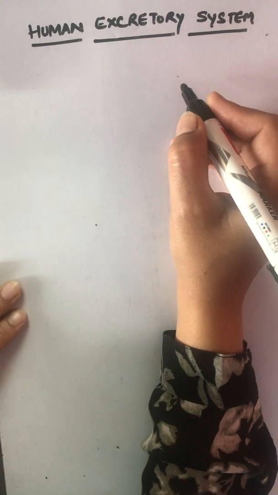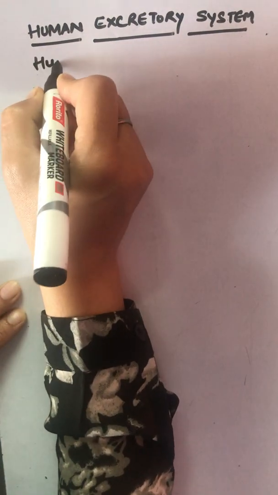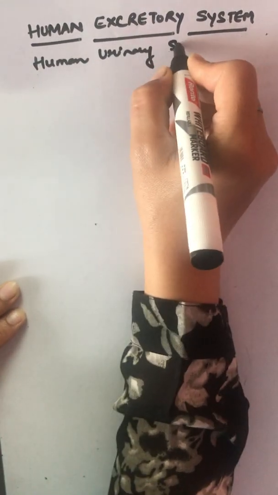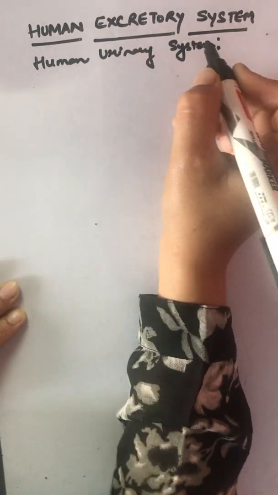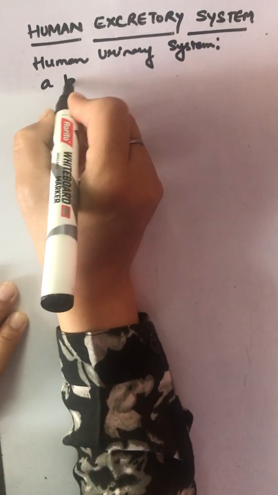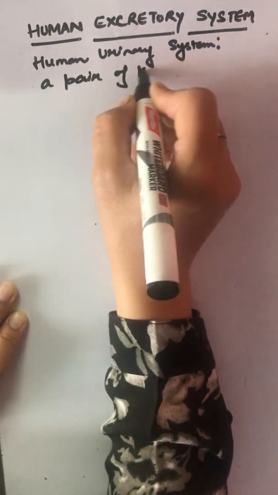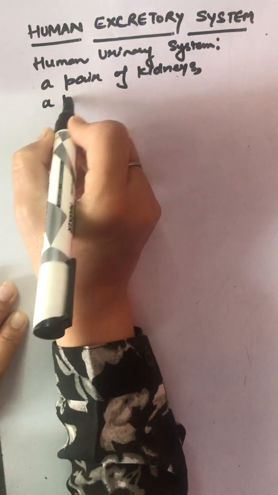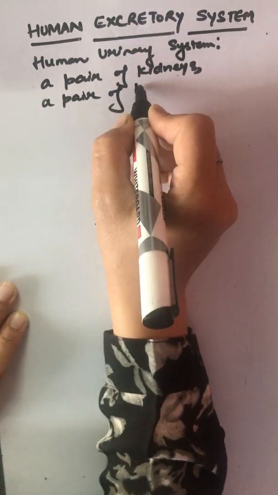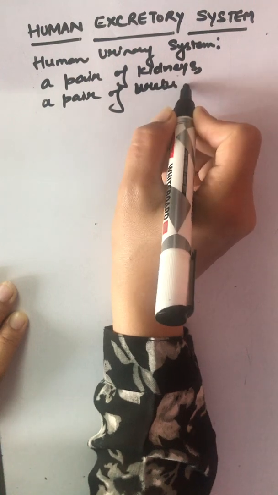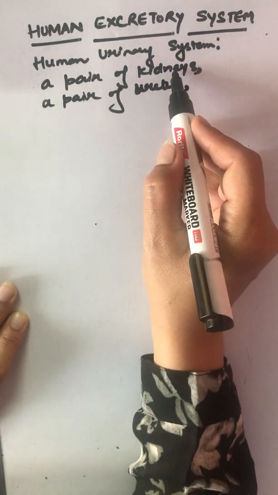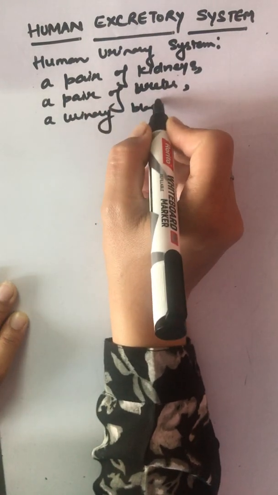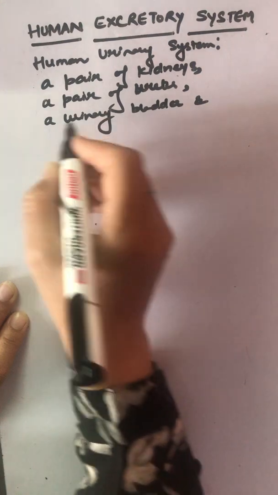Topic: human excretory system. Now, the human urinary system is composed of a pair of kidneys, which are bean shaped, a pair of ureters, each arising from one kidney, a urinary bladder, and a urethra.